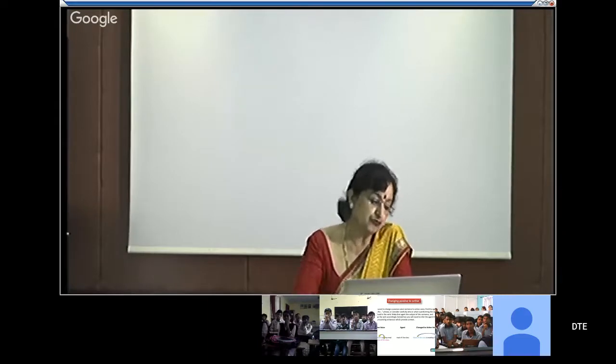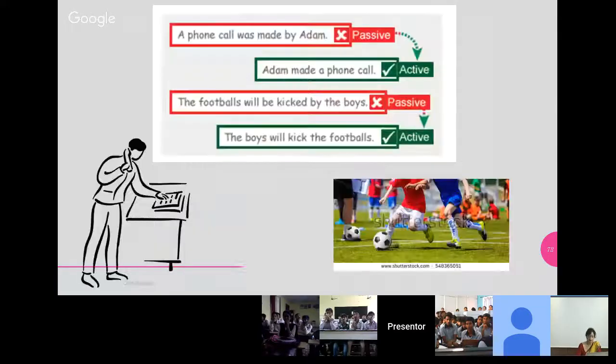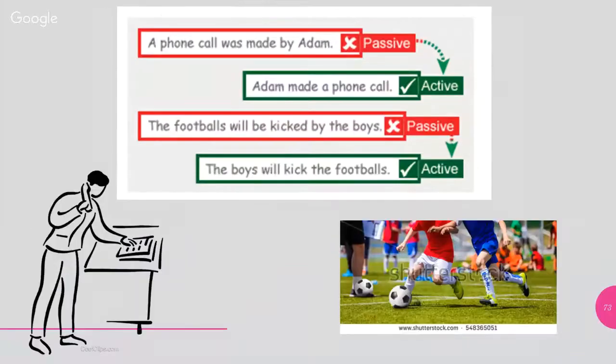The book is being read by most of the class. So most of the class is the agent. Most of the class is reading the book. Phone call was made by Adam. Adam made a phone call. The footballs will be kicked by the boys. The boys will kick the footballs.